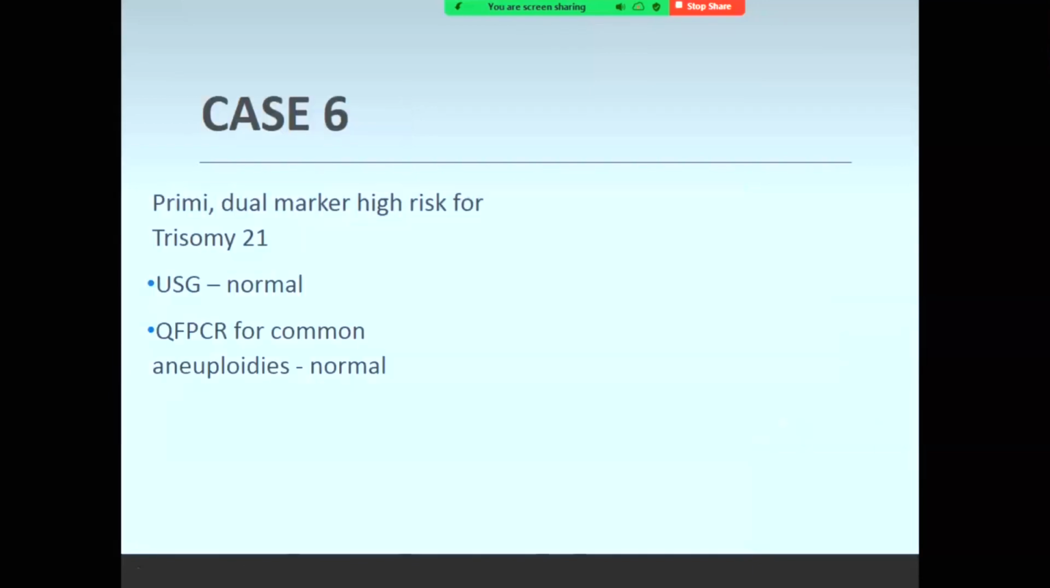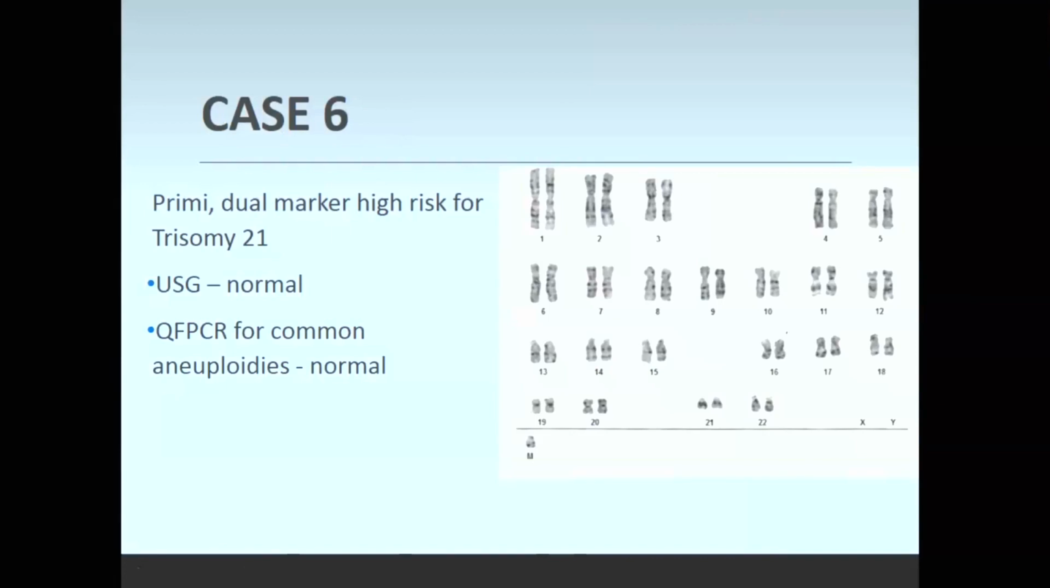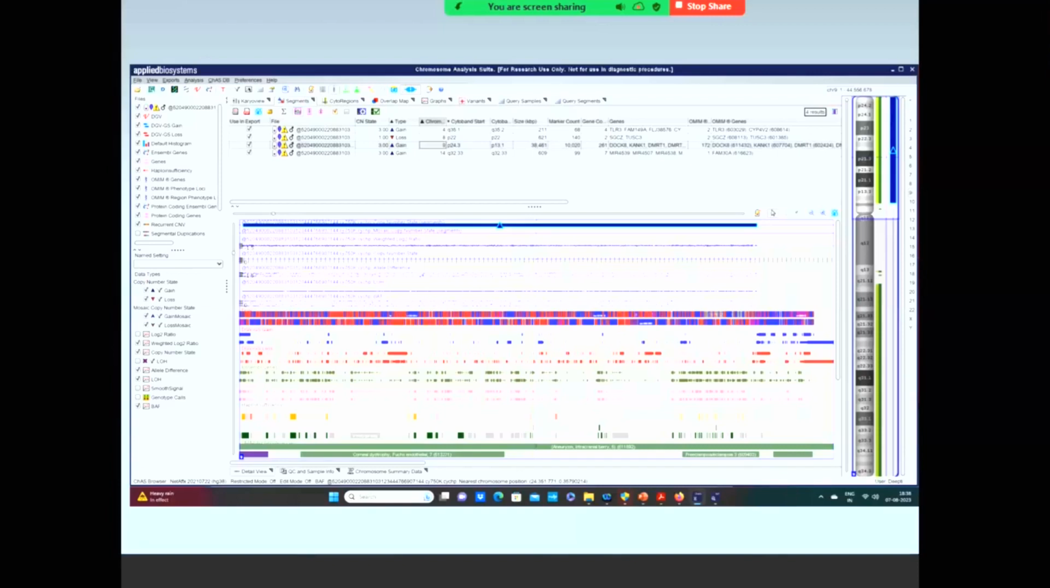Coming to the next case, the dual marker was high risk for trisomy 21, ultrasound was completely normal, and QF-PCR was also normal. So in this, what is there in karyotype? Marker chromosome. Okay, so now what we need to do? CMA. So we did microarray in this case.